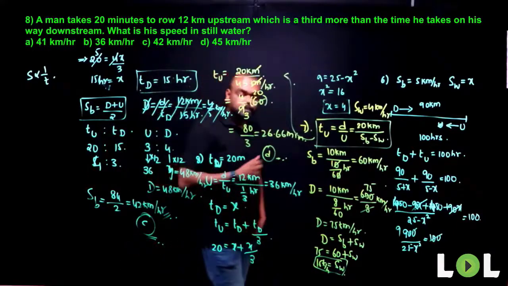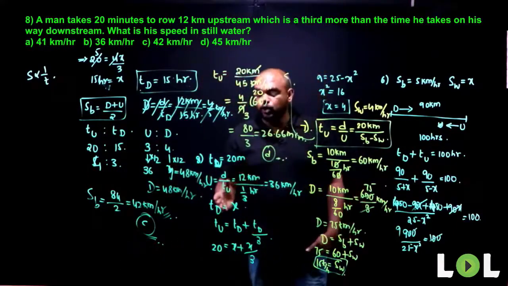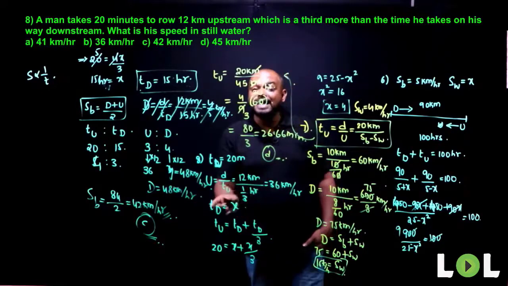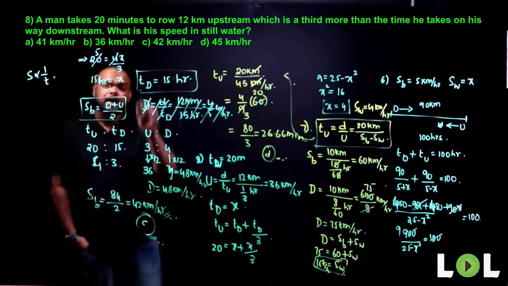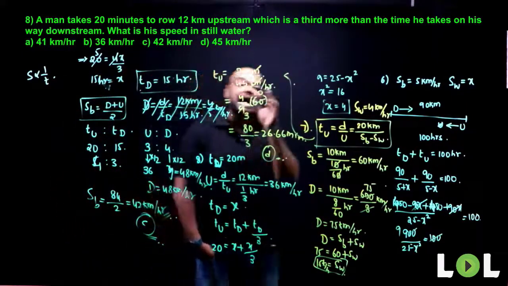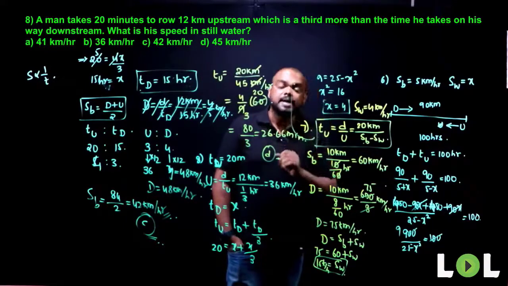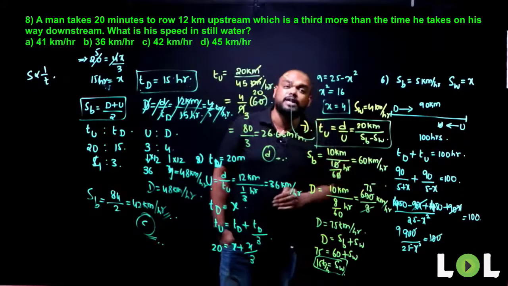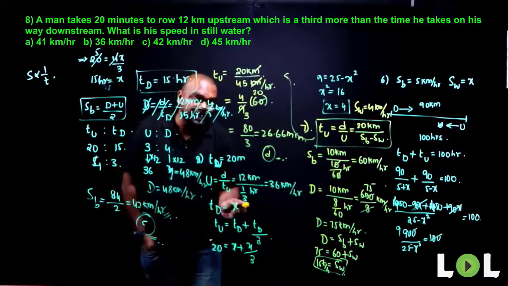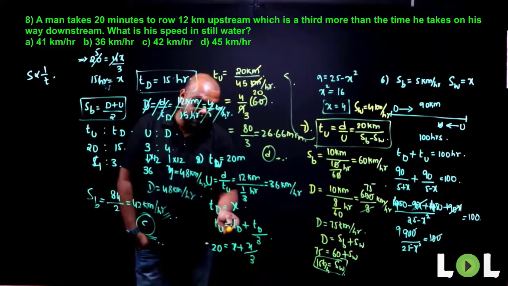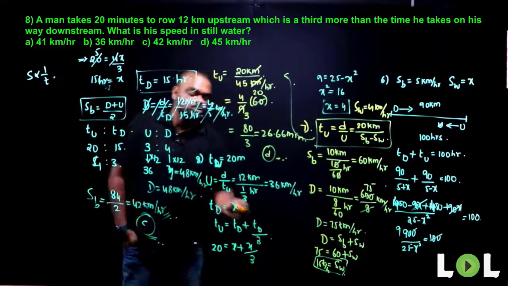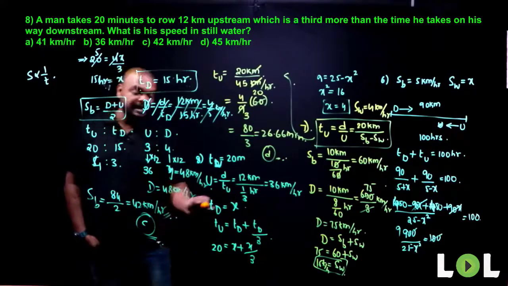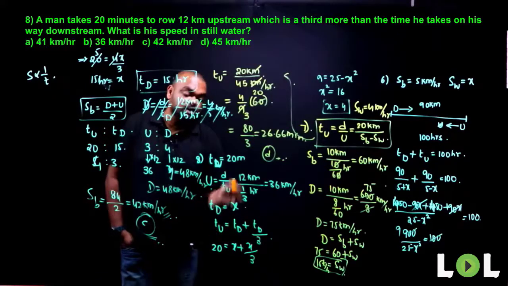Okay. Now, time taken during downstream, let us consider it as X. Why am I considering it? He told in the question that time taken during upstream is 1/3 more than time taken during downstream. So time taken during upstream is equal to time taken during downstream plus 1/3 more than that, that is time taken during downstream divided by 3. So let us consider TD value as X.